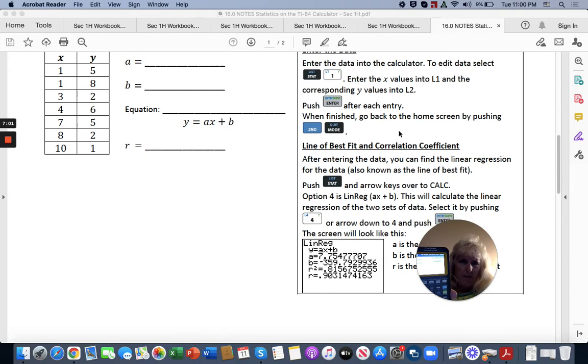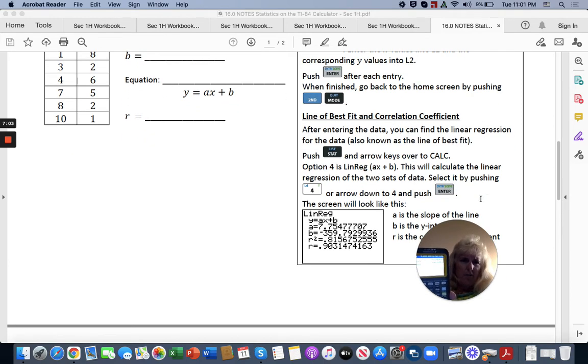After entering the data, you can find the linear regression for the data, also known as the line of best fit. Push stat and arrow key over to calc. This is like your mean, median, mode, quartile 1, and all that. So go to stat, which is right here, and then go over 1, I believe that's to calc, and then you enter.